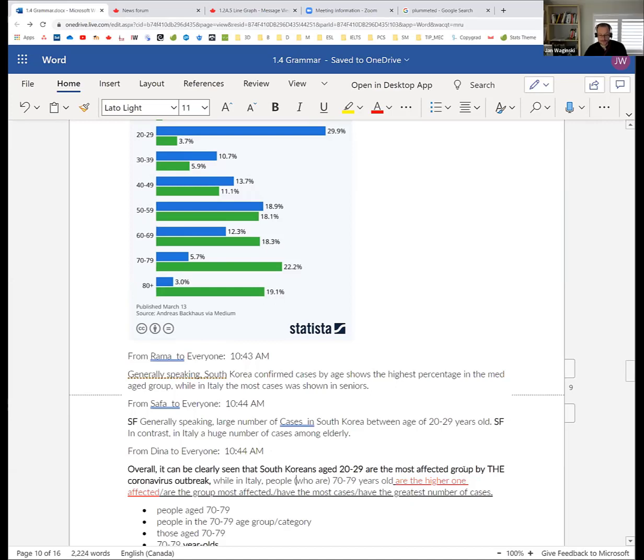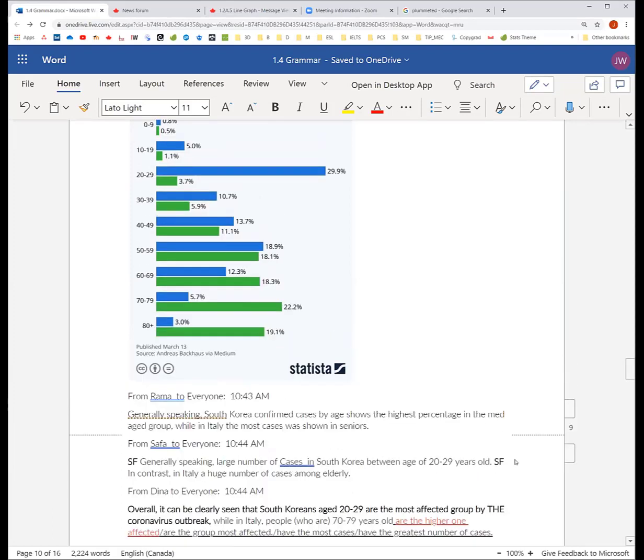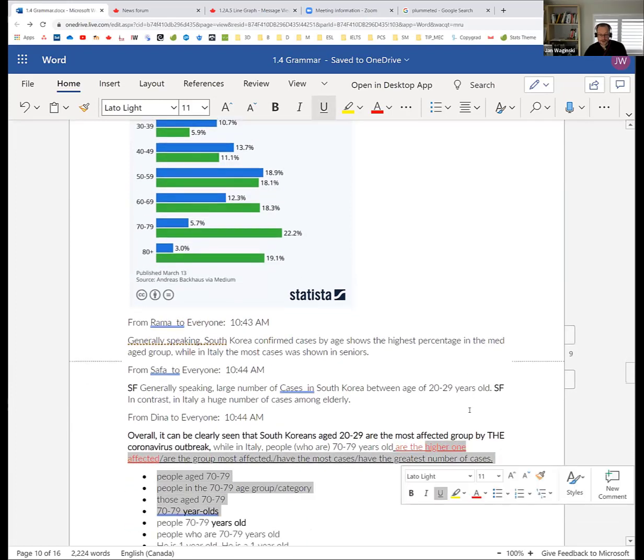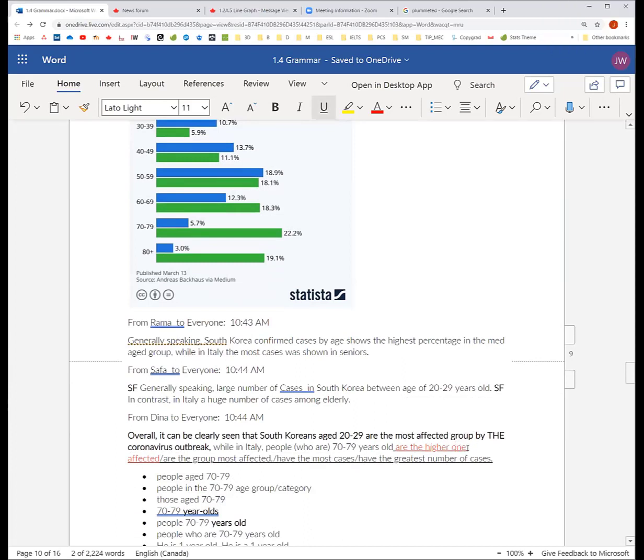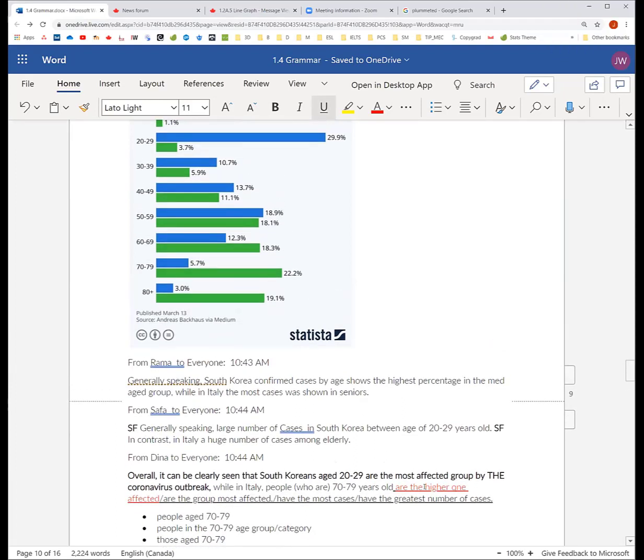Are the most affected group. Are the group most affected? Why both? Here, higher is not correct. It's also a comparison, or because this age group is among the others. So we need to use the superlative. Superlative, because they're not the higher. They're not a higher group. Among Italy, they're the highest. Like you're not ranking the groups. It's about which group has the most cases.